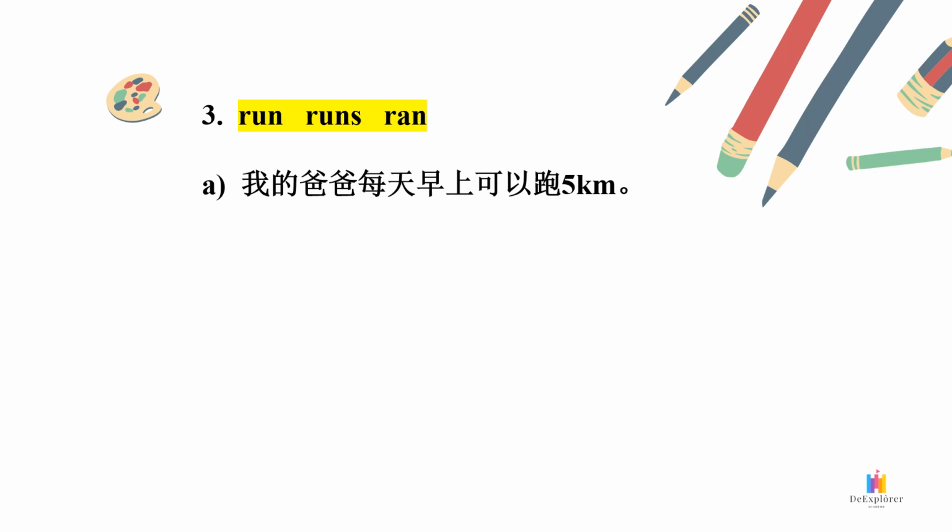Let's try one more. Number 3. Run, runs, ran, 跑. A. You check the time first. You say every morning. So you're talking about every morning. Habitual action. Write your subject, verb, every morning. Verb every morning, 每天早上. So S or without the S.